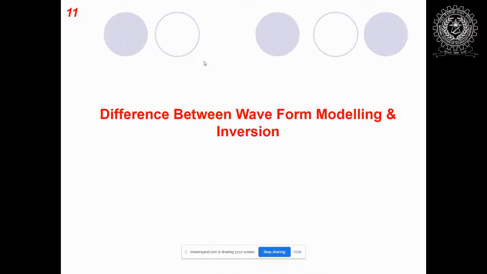Now, what's the basic difference between waveform modeling and inversion? In inversion, the model parameters, that is the source parameters, are updated automatically until the residuals between the synthetic seismogram and the observed seismogram are minimized. In modeling, the model parameters are changed manually until a model is found such that the wave fields generated from the model can be best explained by the observed data. Waveform inversion and modeling are tightly coupled because inversion requires numerical modeling of wave propagation, and modeling needs a model that is obtained from the inversion.